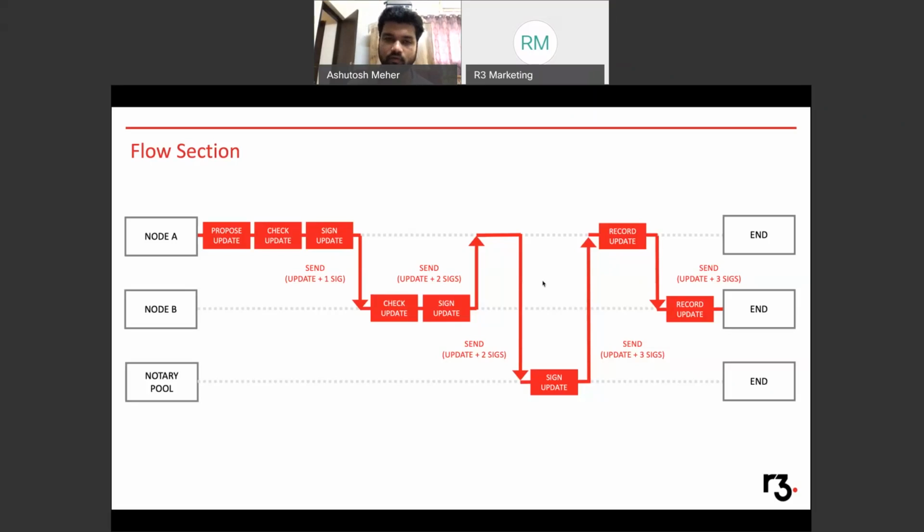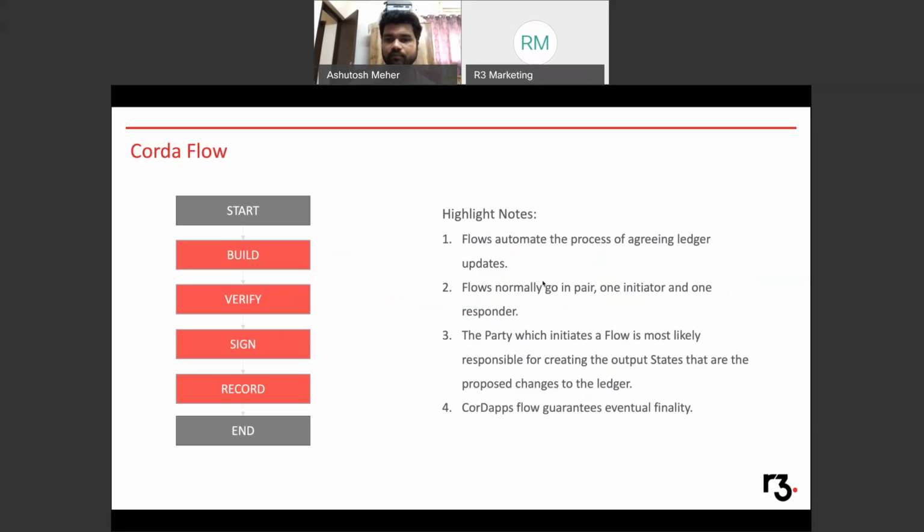That's a simple flow, but it could get real complex depending on how complex your flows are, how complex you want your business processes to be. All right, so a few other points that might be important: like we said, flows are used to automate the entire process of your ledger updates, right? So once your flow is written, you can just trigger it and it will automatically do all the stuff that's written in your code. So there is no manual process involved other than triggering a particular flow, right?